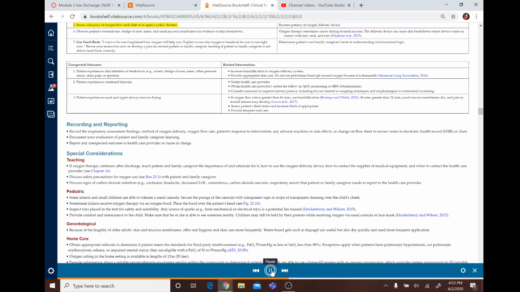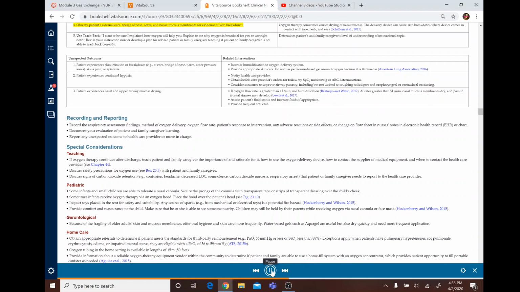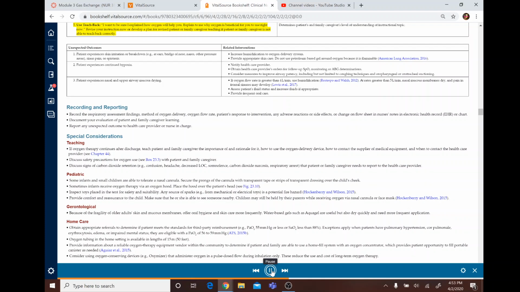3. Assess adequacy of oxygen flow each shift or as agency policy dictates. Ensures patency of oxygen delivery device. 4. Observe patient's external ears, bridge of nose, nares, and nasal mucous membranes for evidence of skin breakdown. Oxygen therapy sometimes causes drying of nasal mucosa. The delivery device can cause skin breakdown where device comes in contact with face, neck, and ears. Shalom et al., 2015. 5. Use teach back. I want to be sure I explained how oxygen will help you. Explain to me why oxygen is beneficial for you to use right now. Revise your instruction now or develop a plan for revised patient or family caregiver teaching if patient or family caregiver is not able to teach back correctly. Determines patient's and family caregiver's level of understanding of instructional topic.